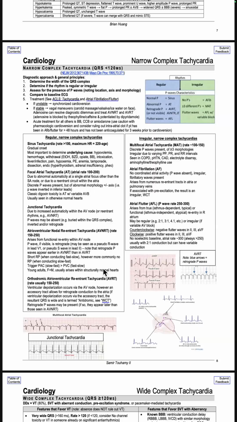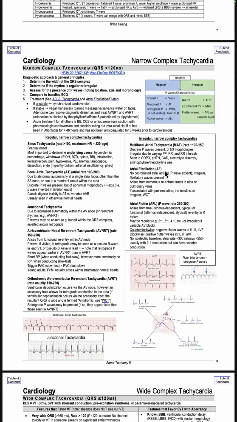And so let us now talk about irregular narrow complex tachycardias. So the differentiating factor is that the RR intervals are variable in length throughout the EKG. Remember, to calculate the rate in an irregular rhythm, you will have to count the number of QRS in lead 2 and multiply by 6.